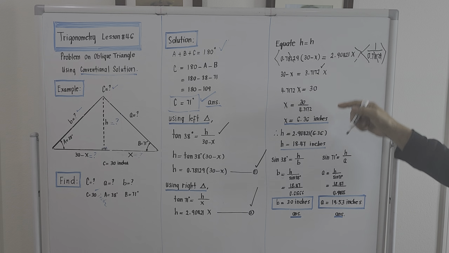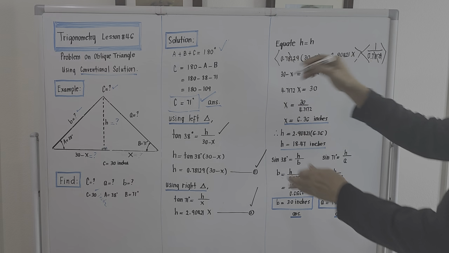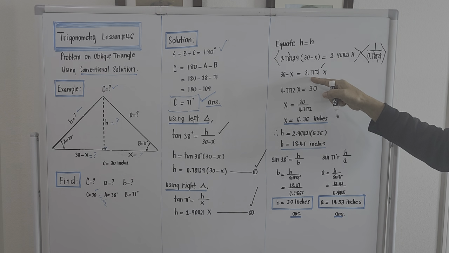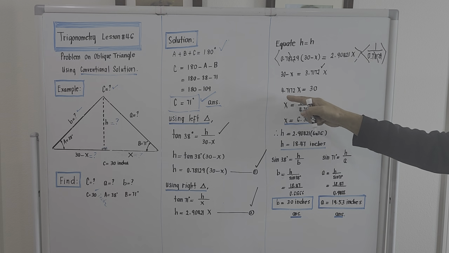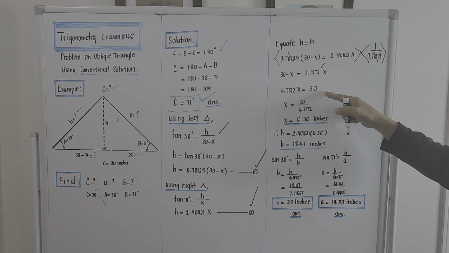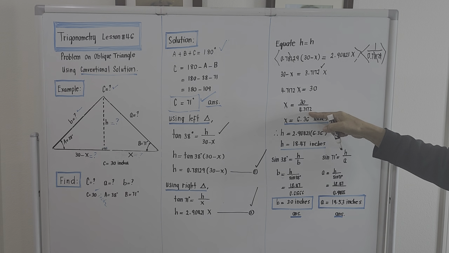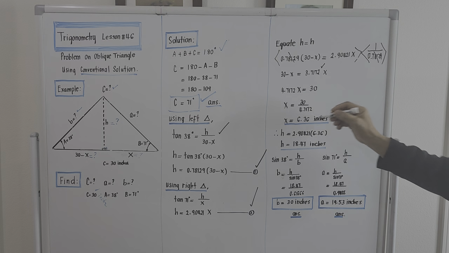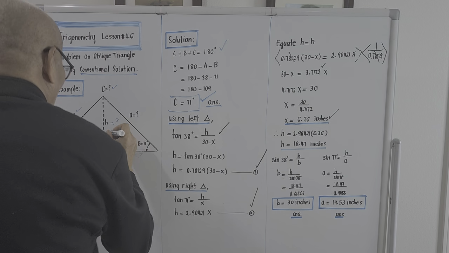So we transpose this to the right, then we rearrange. This is 3.7172. After the transposition, this will be plus, so it will become 4.7172 times x equal to 30. Solving for x now will be 30 over 4.7172. And what will come out for the value of x is 6.36 inches.